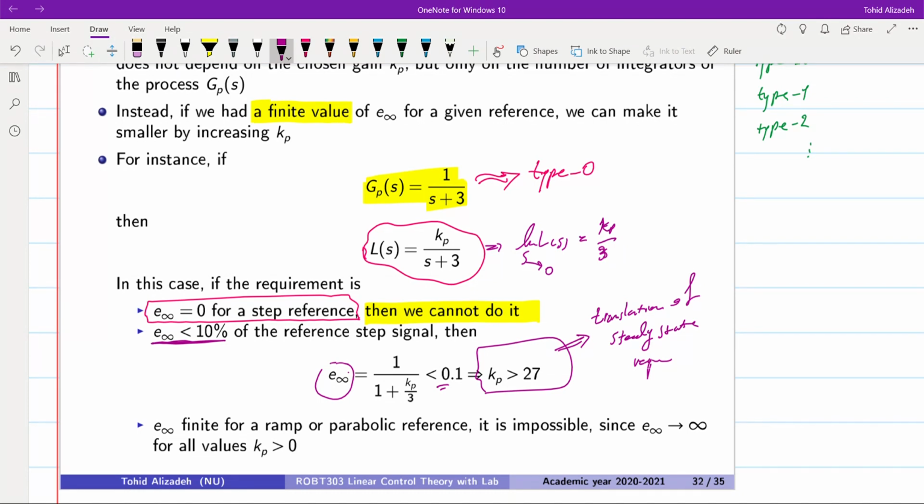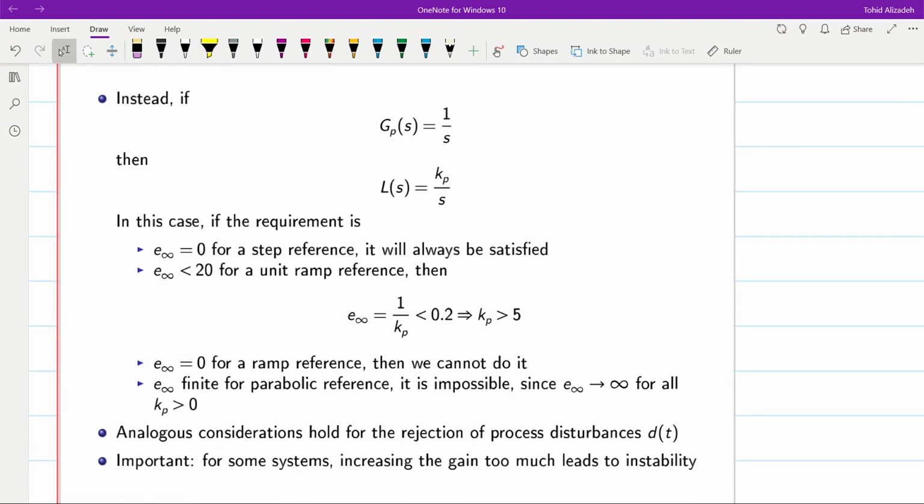And then if we have steady state error being finite for a ramp or parabolic reference, again we can say that it is impossible to do it with a proportional gain, because the steady state error for those inputs is already infinity, and changing the value of the proportional gain will not have any effect.